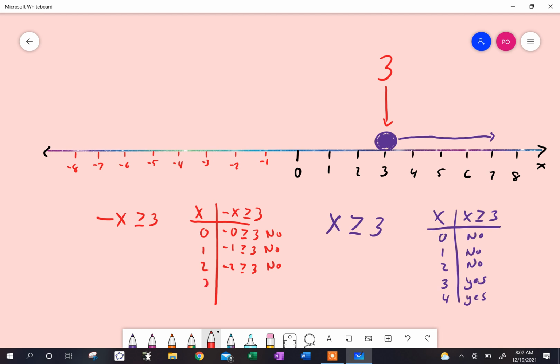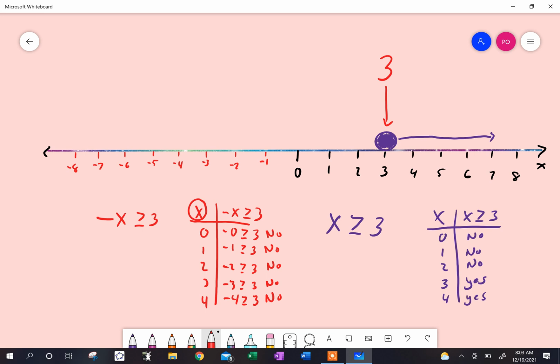So let's see. Now 3 should work, but let's see what happens. When I put this in, I get negative 3 is greater than or equal to 3, and that's still no, because negative 3 is way over here, and that's obviously not greater than or equal to 3. So now, when x equals 3, we have to keep in mind we're still talking about this x value. So now I'll try 4, and let's see what happens. If x is 4, this becomes negative 4 is greater than or equal to 3. And that's still not true.